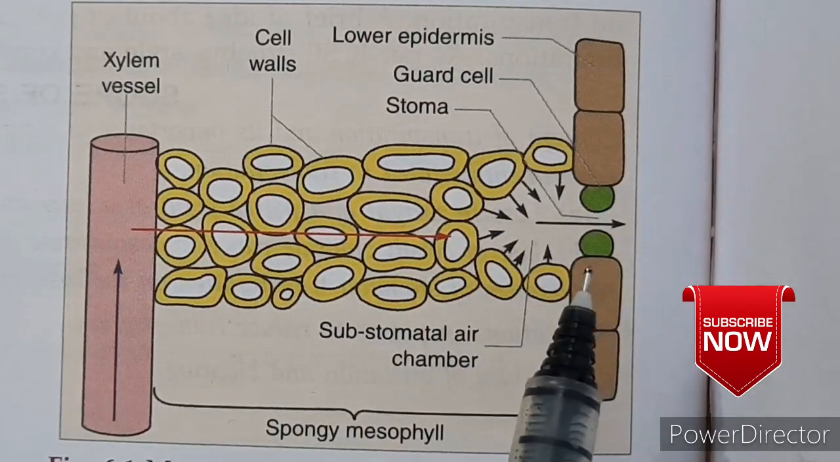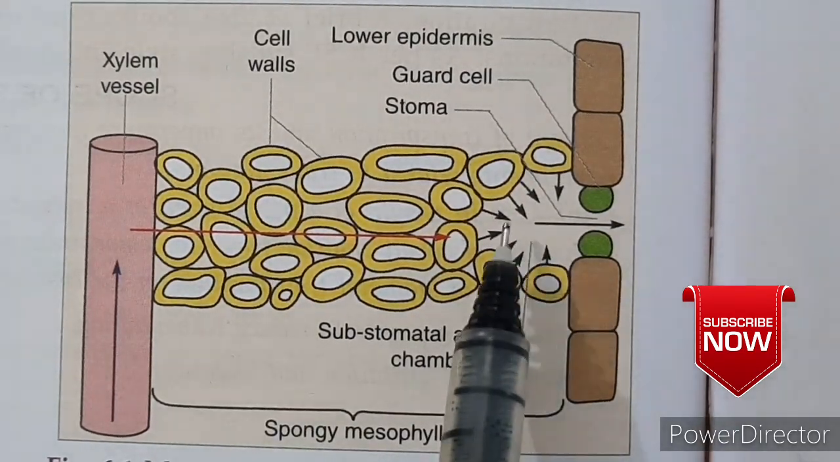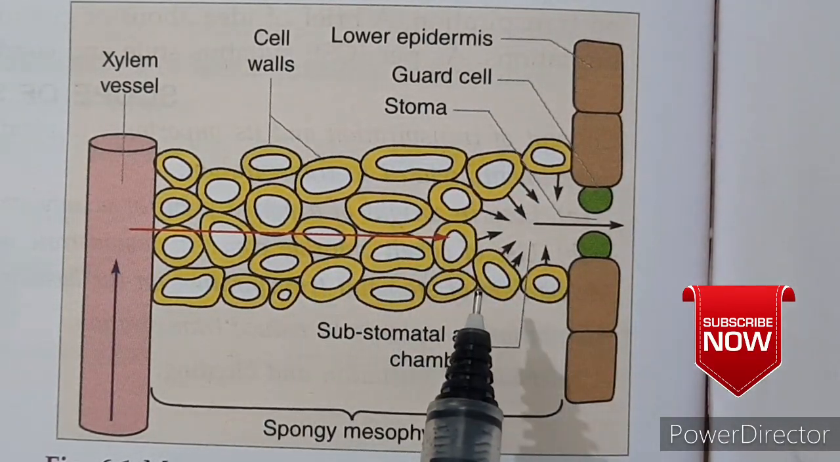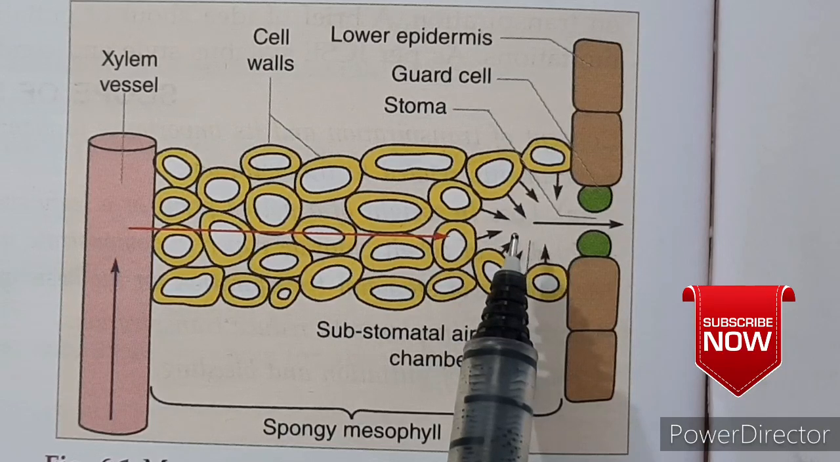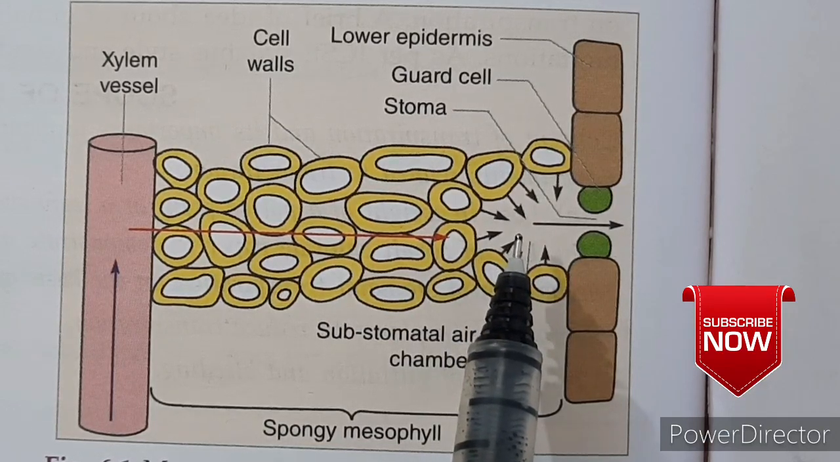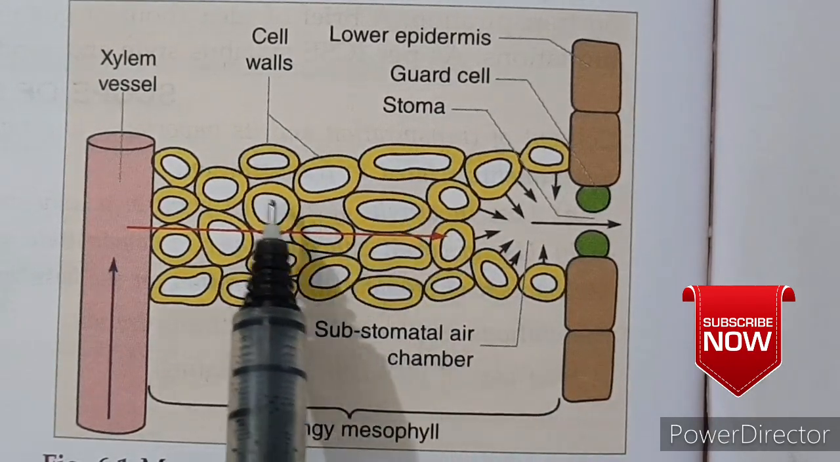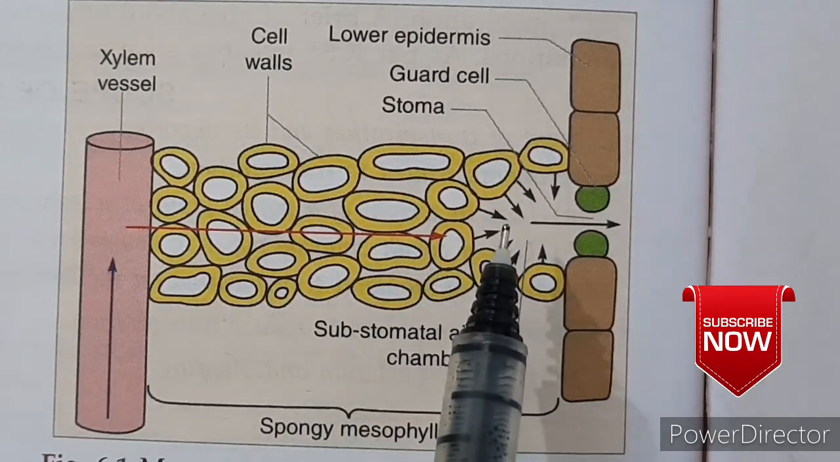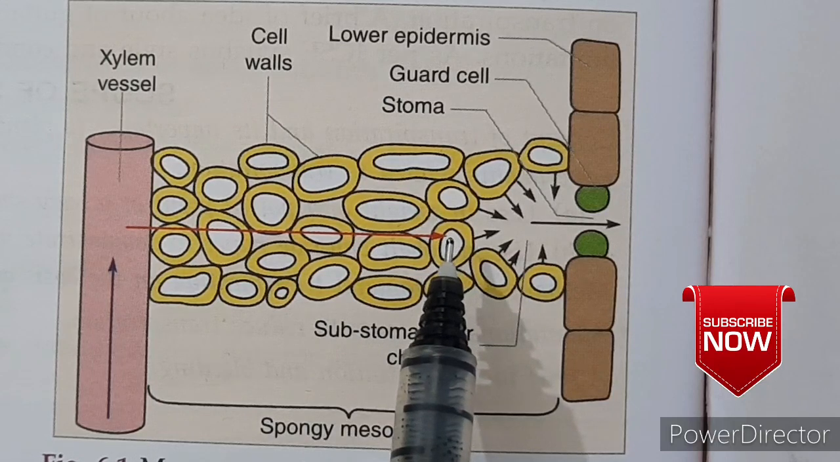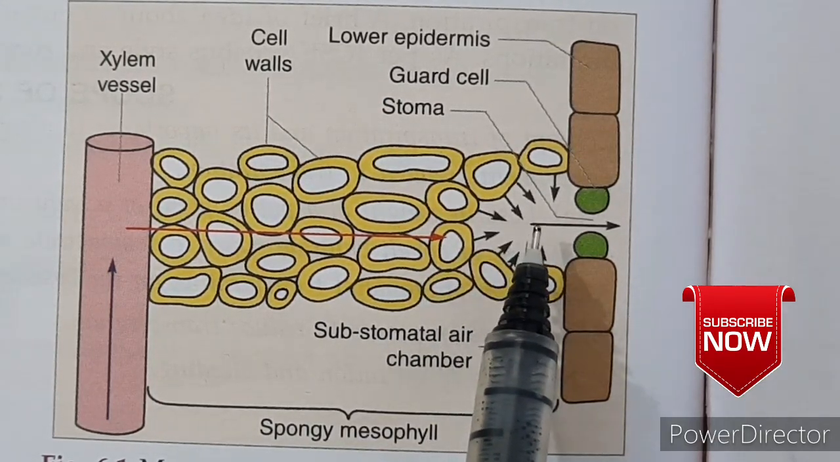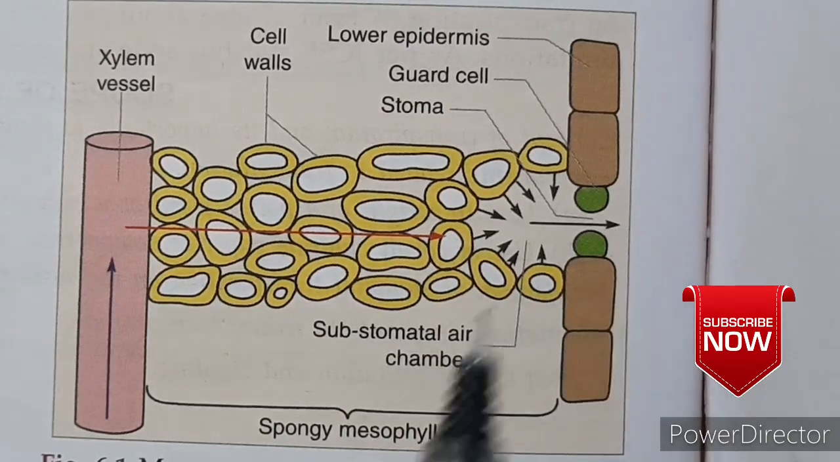Each stomata opens into a small substomatal air chamber which is lined by the spongy mesophyll cells. The water reaches over here and evaporates from the wall of these spongy mesophyll cells. Spongy means there are air spaces in between these cells, and therefore the water converts into water vapor, and from this substomatal chamber it escapes through the open stomata outside.